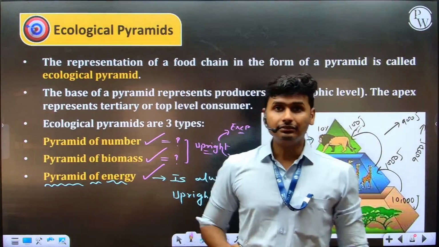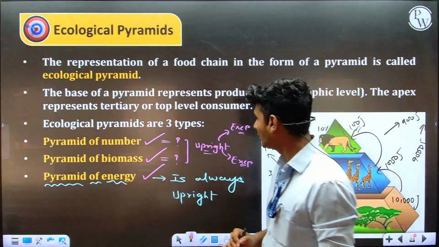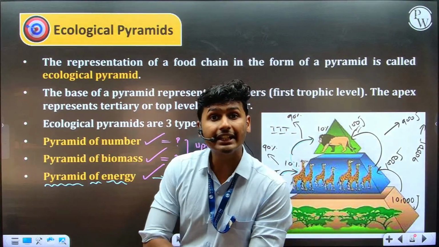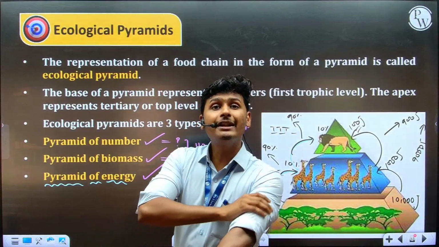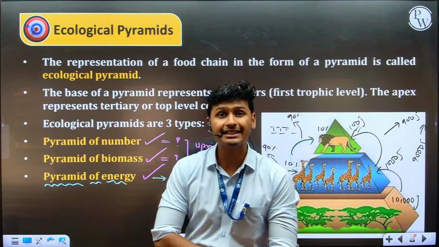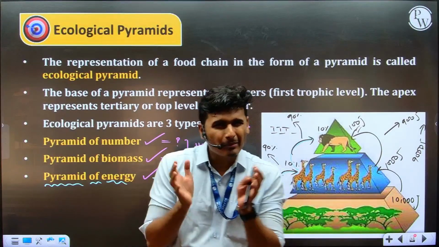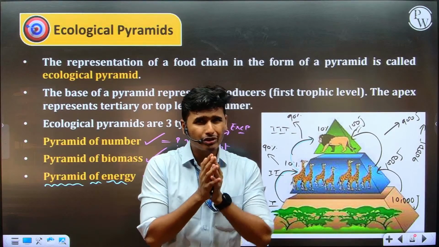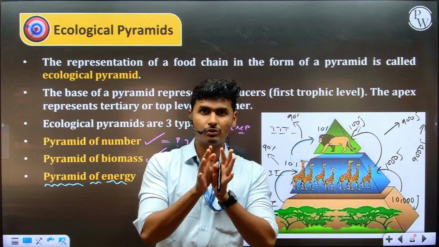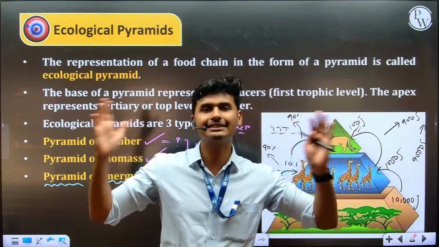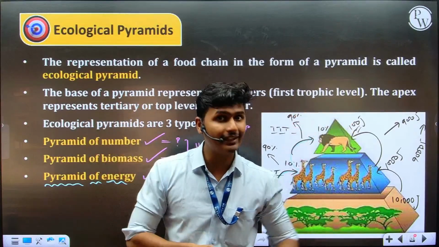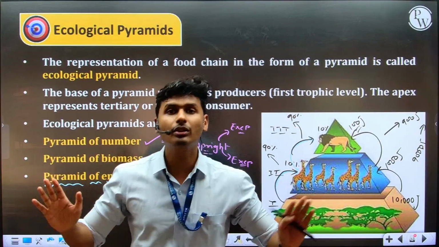In an aquatic ecosystem, the pyramid of biomass is inverted. The pyramid of biomass is inverted because the biomass of zooplankton is very small and the biomass of fish who are going to eat zooplankton is high. So the pyramid of biomass in an aquatic ecosystem is inverted.